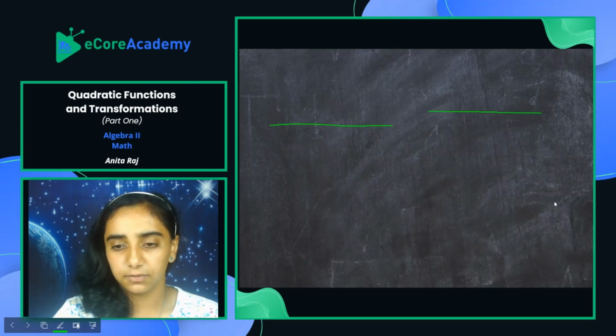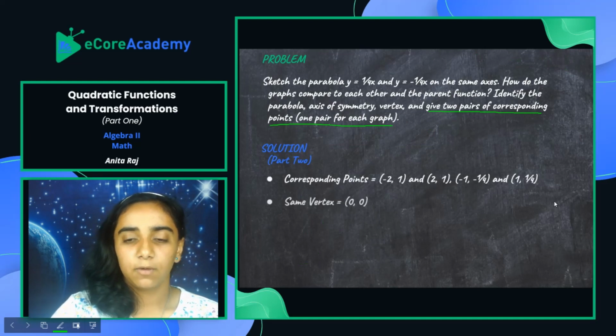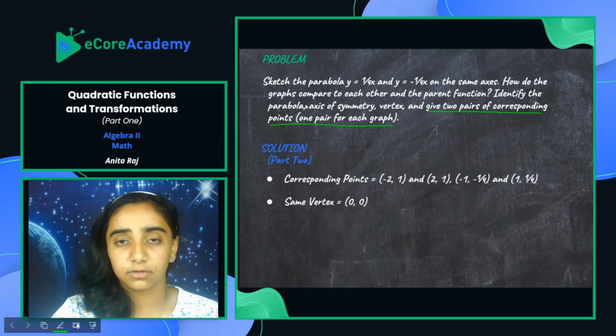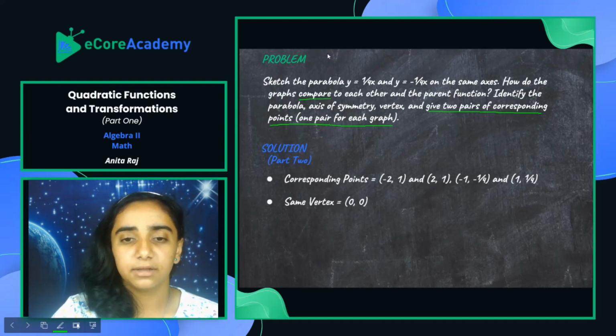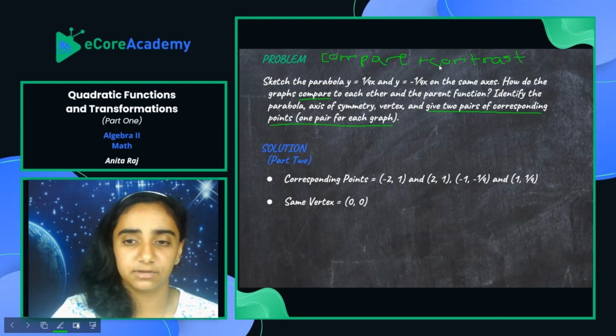Okay, so now that we have our corresponding points down, what is the next thing we need to address? Well, we're going to be comparing these. So when we say compare, we mean compare. Let me just write it up here. Sorry about my bad handwriting. I'm trying to use a mouse. Compare and contrast. So we're trying to find the similarities, but we're also trying to find the differences between these two graphs that I have on the previous slide.